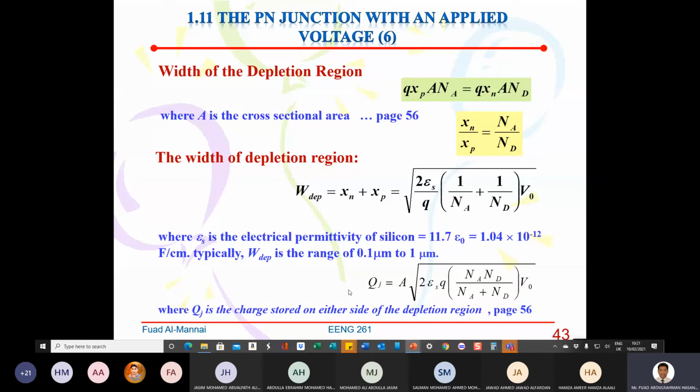Now, in the old days, we used to calculate the charge stored on either side of the depletion region. This is also on this page. And this is equal to the cross-sectional area multiplied by the square root of 2 epsilon q multiplied by Na Nd over Na plus Nd, times the built-in voltage.